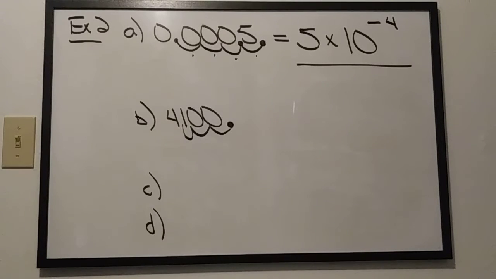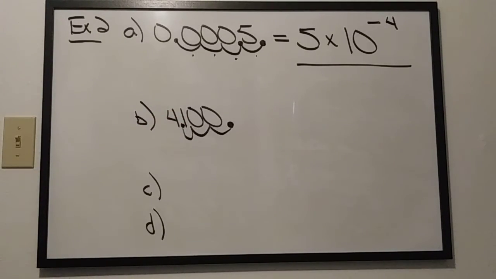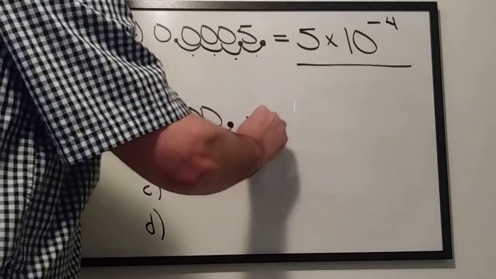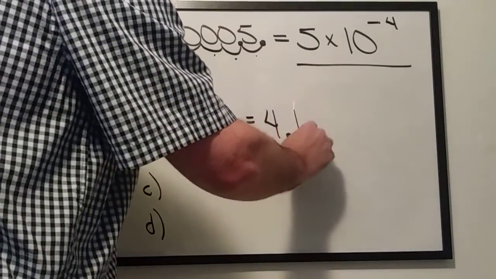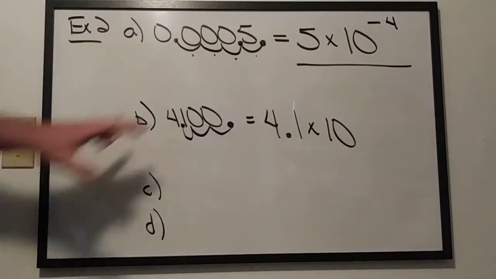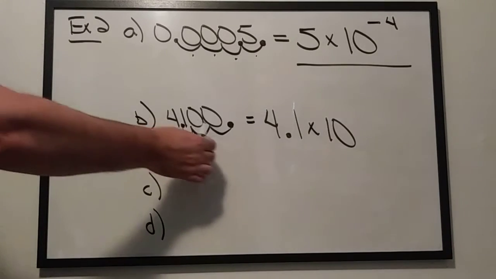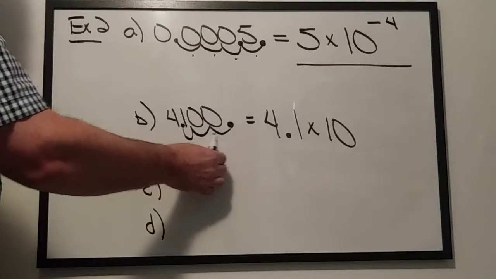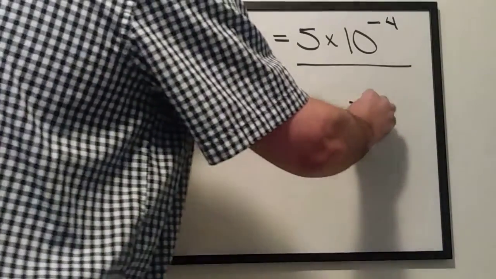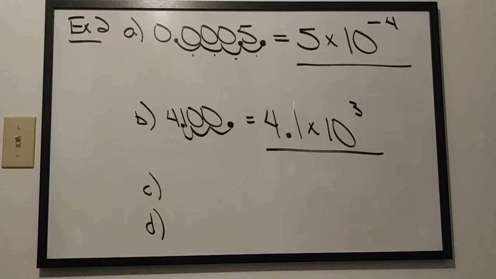Now we're at 4.1. 4.1 is definitely between 1 and 10. So let's come over to the right and write that down. We have 4.1 times 10. And this time we started with a large number. And because it's a large number, that means our power of 10 is going to be positive. Let's count out the swoops and we'll know the positive number. 1, 2, 3. It's going to be a positive 3 power. So there's our answer. 4.1 times 10 to the 3rd power.